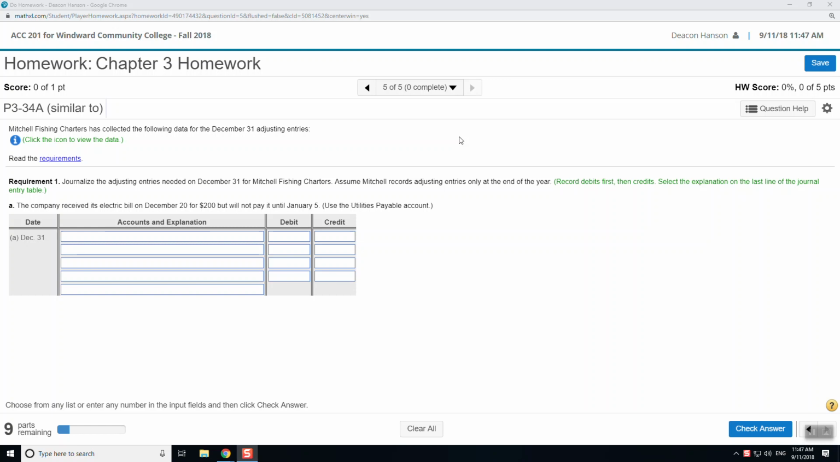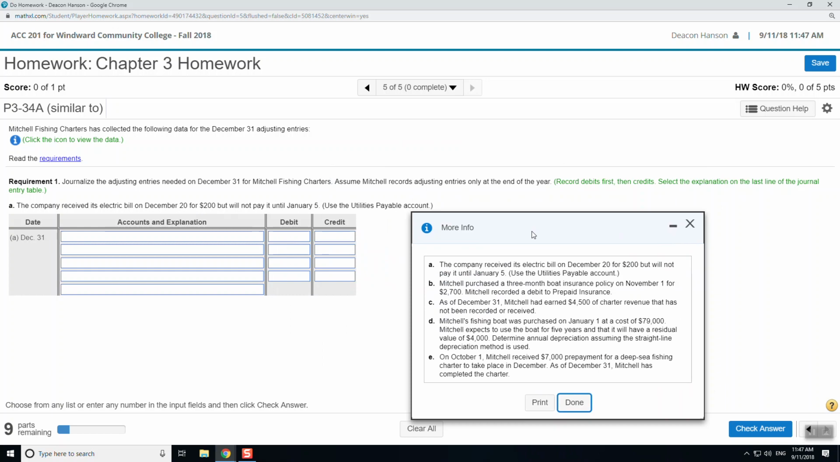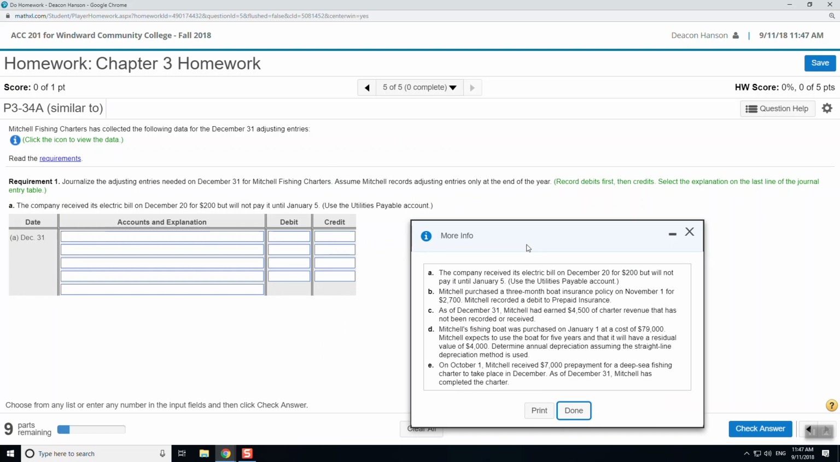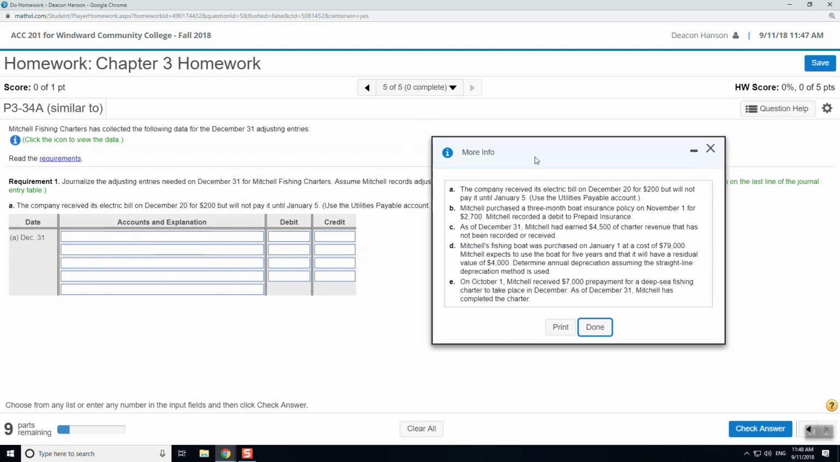So let's see. The first one, what we're going to do is journalize these adjusting entries. Maybe I'll pull this up. So A, and for those of you that are learning My Accounting Lab and getting used to it, it actually repeats itself here right above the entry fields. They give you this data, but it's repeated over here. But I'm going to read off of here.